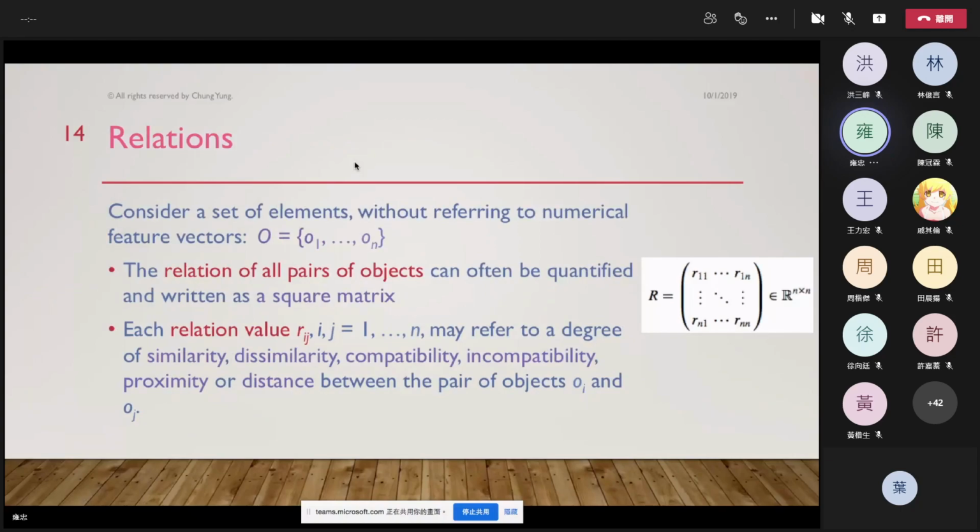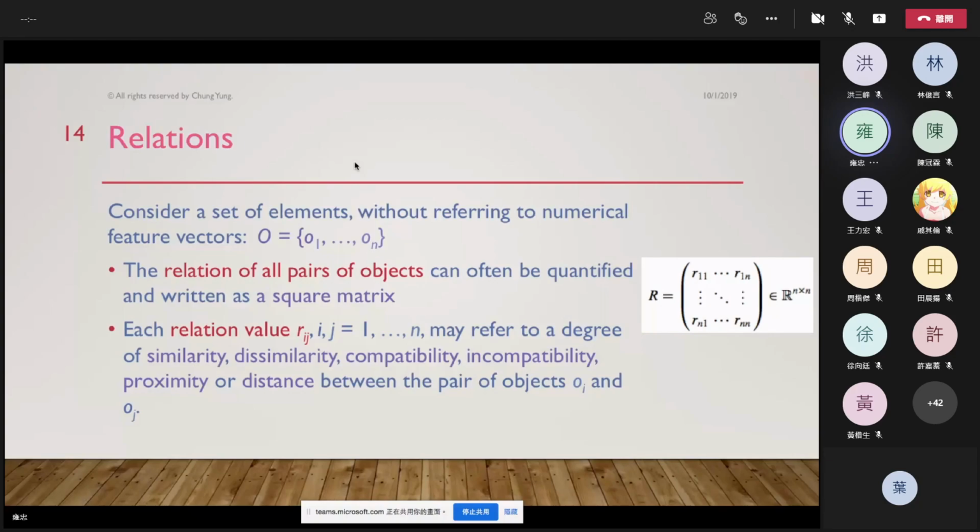Okay, relations. Consider a set of elements without referring to numerical feature vectors. We use a big O for the set of elements without numerical feature vectors. The elements are numbered as small o1 to small o(n).